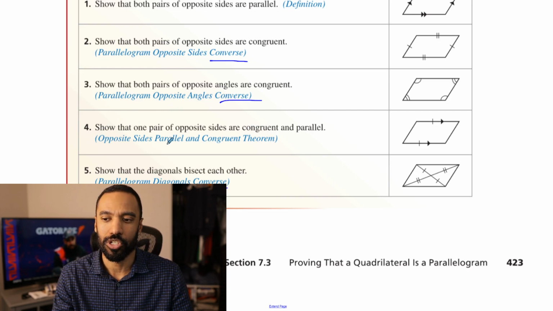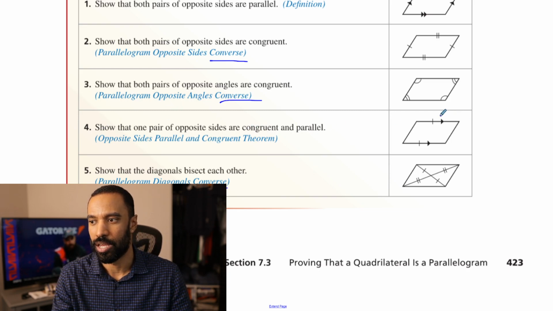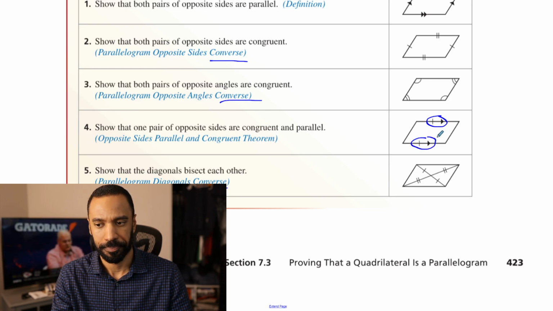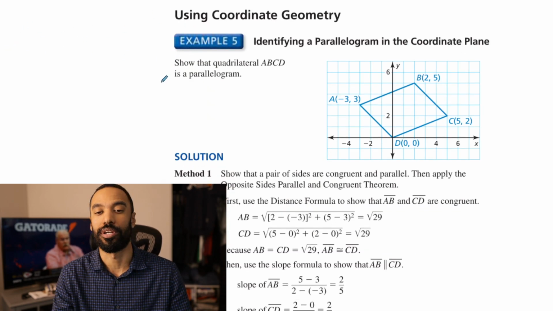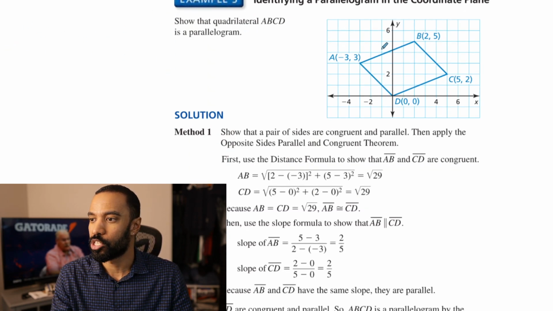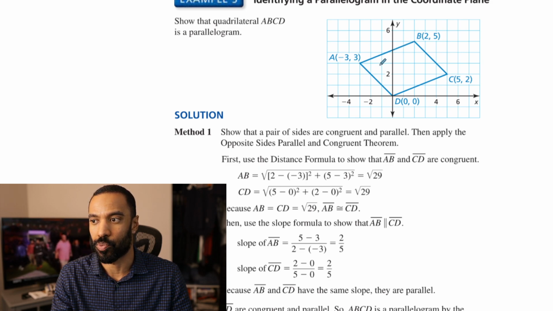Anyway, and then there's a new one. This is not a converse. This is actually opposite sides parallel and congruent for that one. Is that it? No. Oh, coordinate geometry. That's right. Show that it's a parallelogram. My guess here is we got to use one of those converse things.